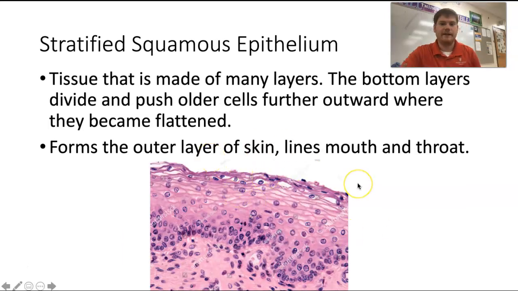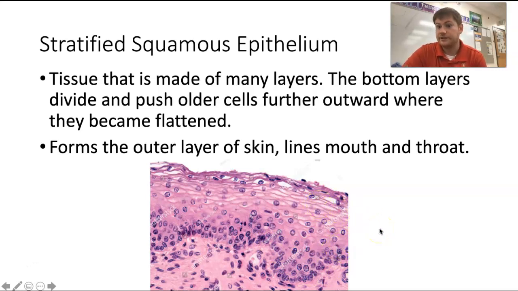So we're going to talk about stratified squamous epithelium. This is tissue that is made of many different layers. All right, it's also flat. The bottom layers are where a lot of the mitosis happens. Remember, that is cell division. This is where mitosis happens, and then these cells get pushed up, and as they get pushed up, they get more flat. Usually they're a little bit more cube-shaped at the bottom, but at the top they are flat. They're almost like pancakes.